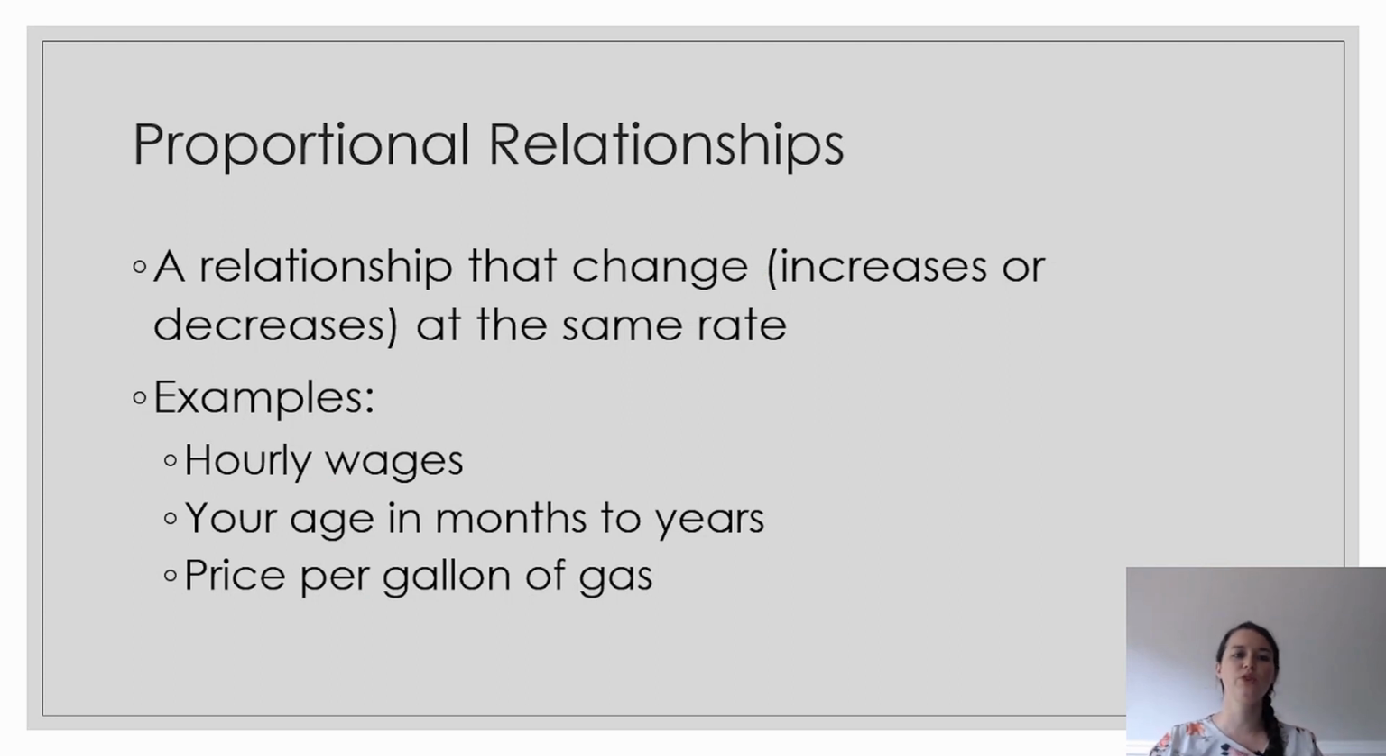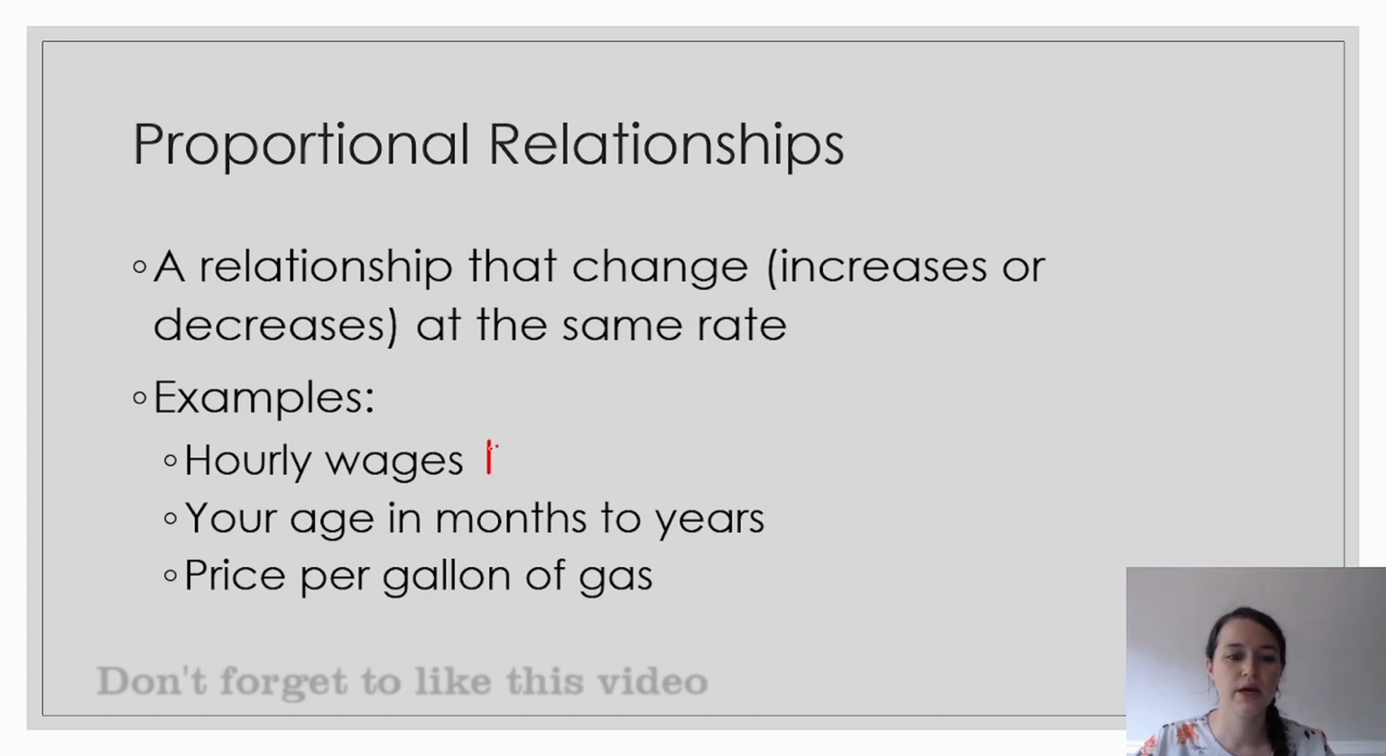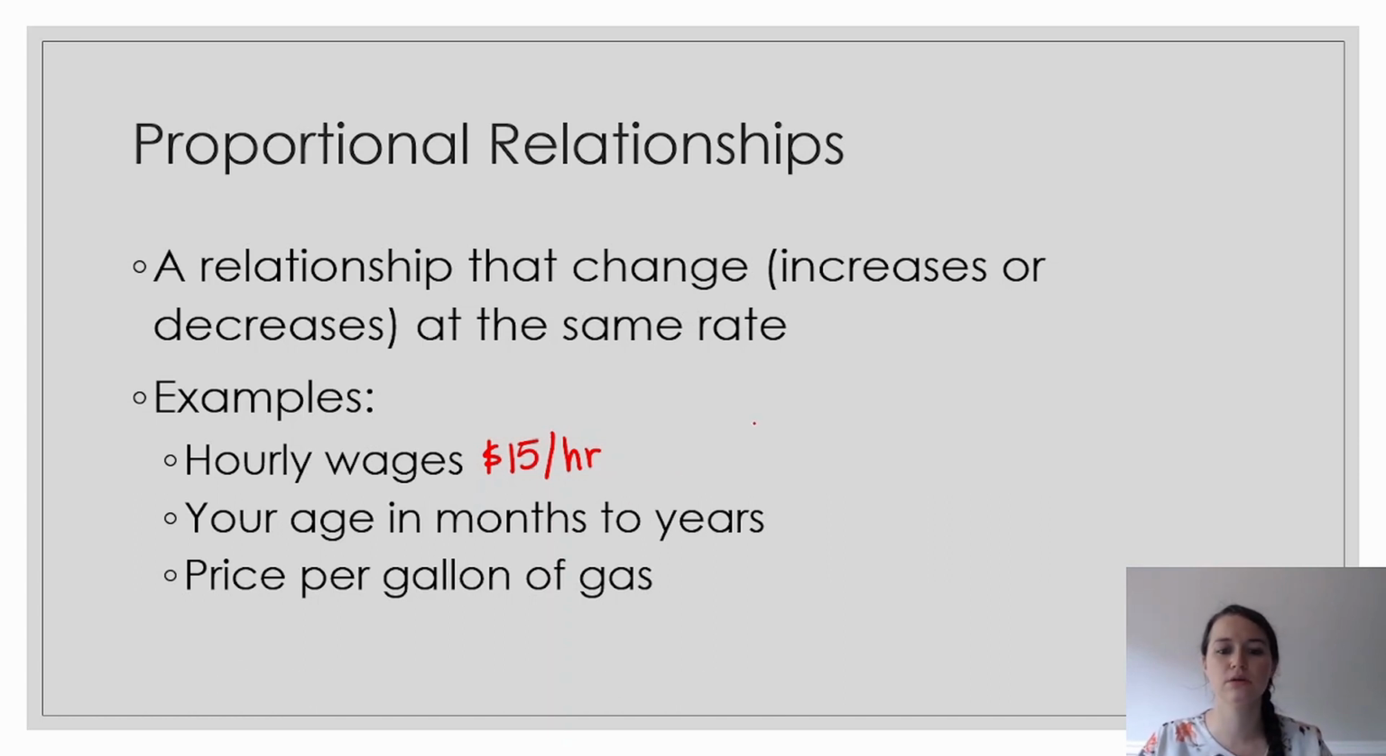All right, with a proportional relationship, you have a relationship that changes. It will either increase or decrease at the same rate. So if something's going to go up at the same speed, it'll go down at the same speed, depending on what two things you're comparing. So if I'm talking about hourly wages, I'm talking about time with money. So maybe it's $15 per hour. Okay, so that's a proportional rate. That way I know if I work 10 hours, that means I'm making $150 because they increase at the same speed.